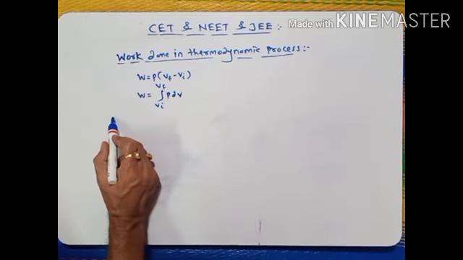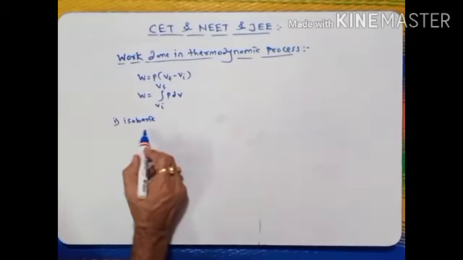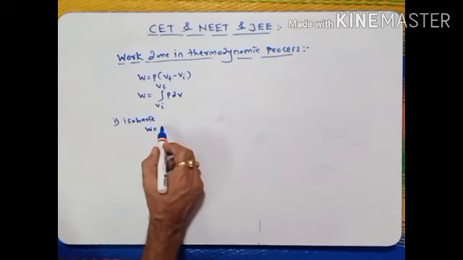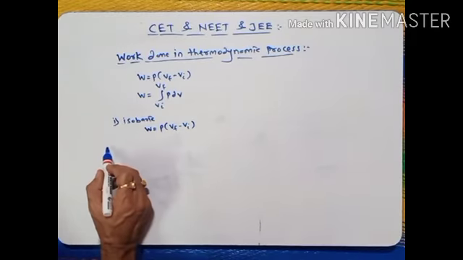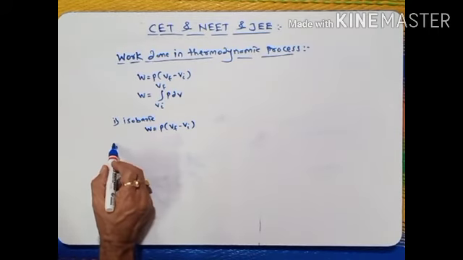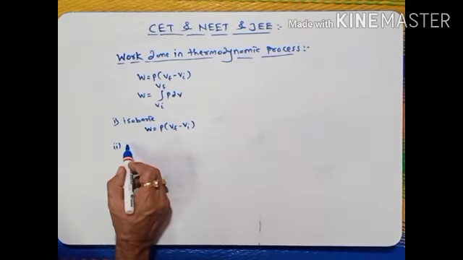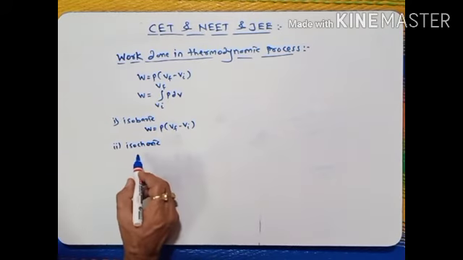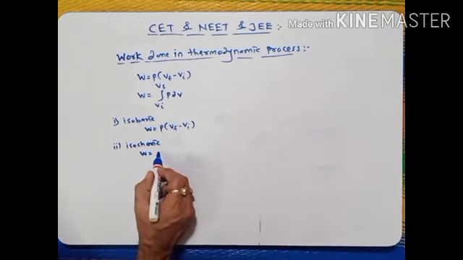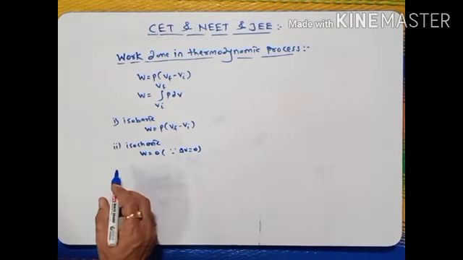Now for isobaric process, W is equal to P into Vf minus Vi. Pressure is constant. Secondly, for isochoric process, W is equal to 0 since delta V is equal to 0.